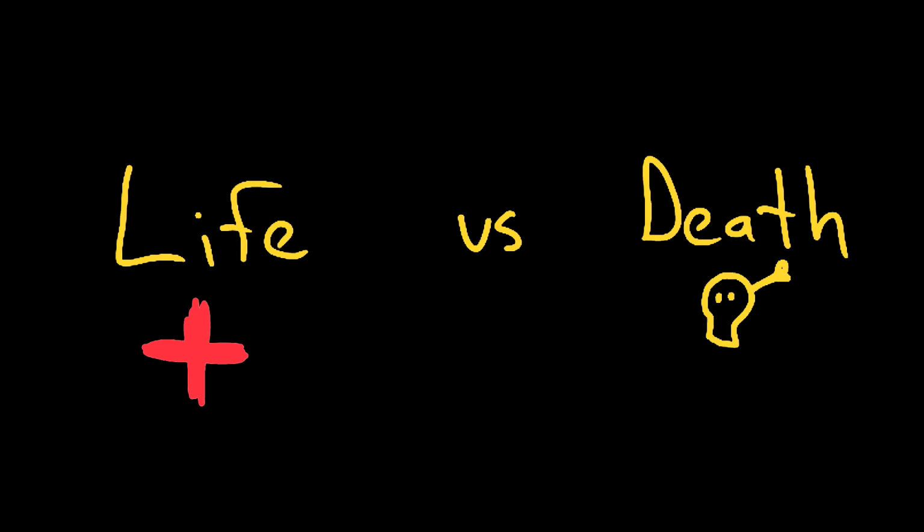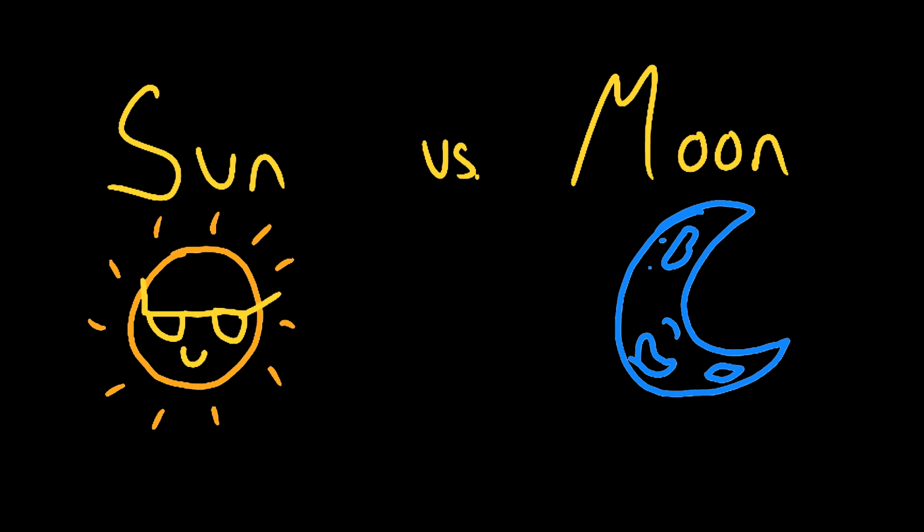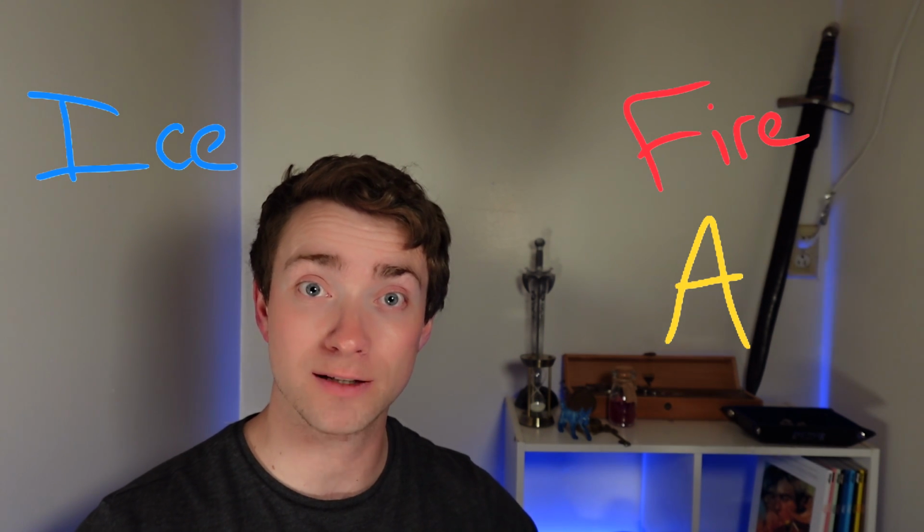First, you can make use of opposites like life and death, fire versus ice, the sun and the moon. This can be pretty much anything you want as long as it has a clear polar opposite. Take one aspect, like fire, give it to god A, and take the opposite aspect, ice, give it to god B. You get the idea, it's actually pretty straightforward.